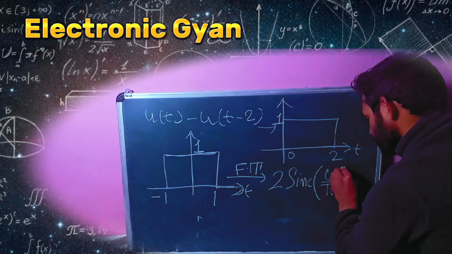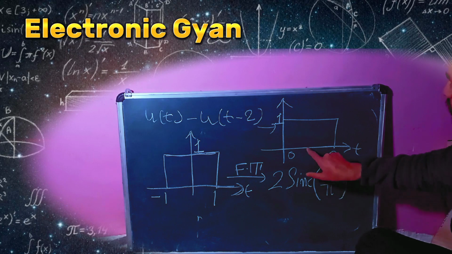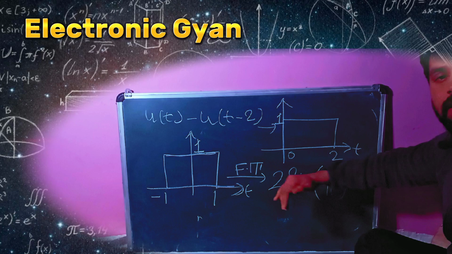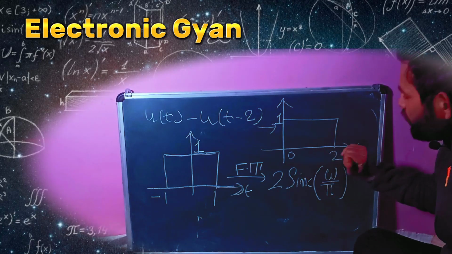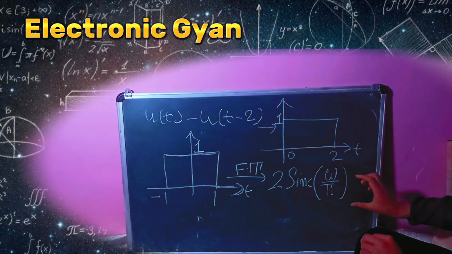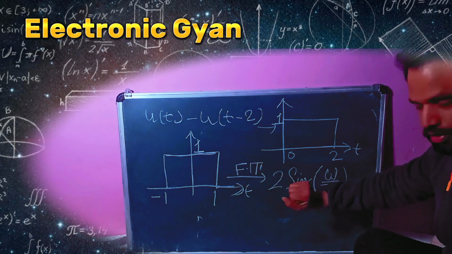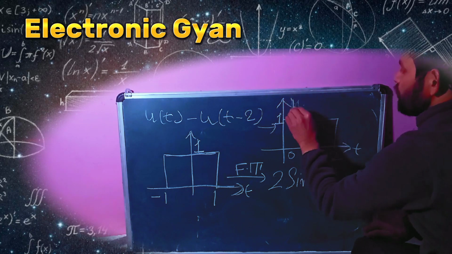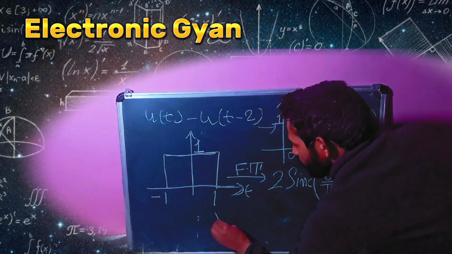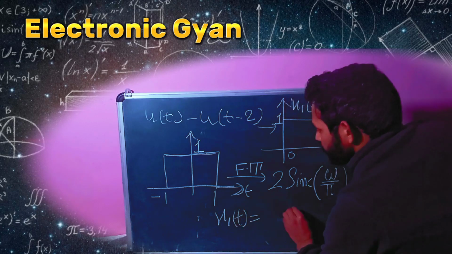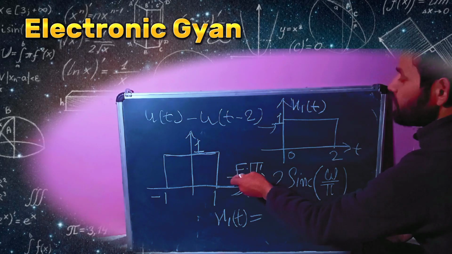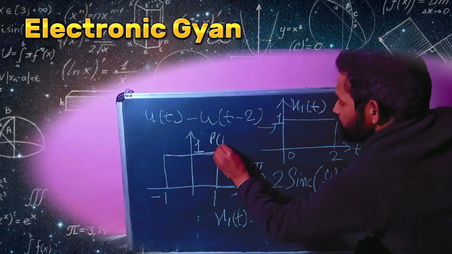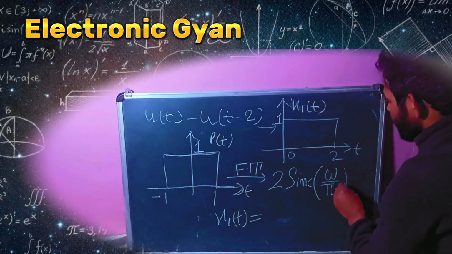Now see, this is my rectangular signal, which is the shifted version of this signal by an amount of 1 on the right hand side, so I will apply the shifting property. Let's call this signal x1 of t. Now I can write x1 of t as this signal. Let me write this signal as p of t, so this is x1 of t and this is my p of omega.